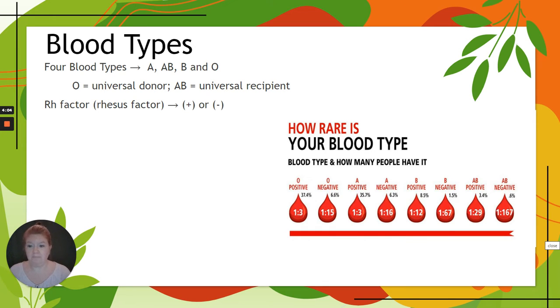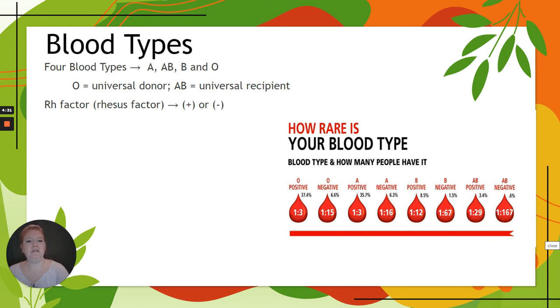Why is that important? Okay, if you're positive, you can get positive blood. You can also get negative blood. But if you're negative, you can only get negative blood. So that means people who are O negative can literally only get blood from O negative. Okay, whereas AB positive could literally get any blood type.